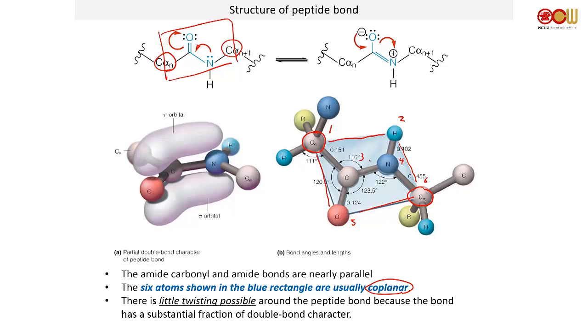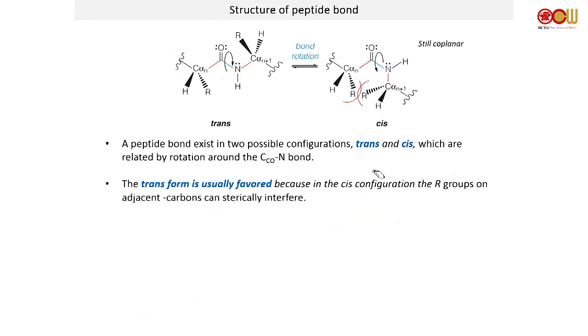As a result, they don't really move too much. For example, this particular bond doesn't rotate, because if it rotates, then this C alpha and this particular C alpha are not going to be in the same plane. So they don't really rotate. I'll show you what actually rotates and what actually moves today.